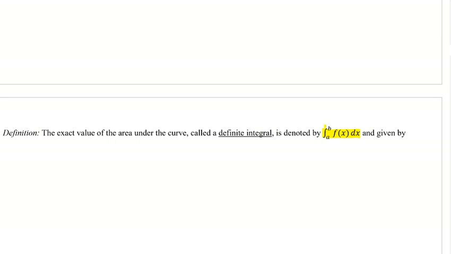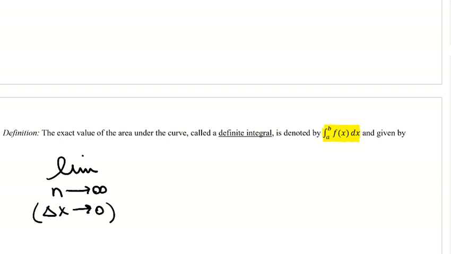So, okay, we're going to denote the exact value of the area with this definite integral. And the difference between the definite integral and the indefinite integral that we used last unit is the actual values of a and b right there. You see that? Okay, that's telling us to go from a to b. It's kind of the endpoints of where we're looking for area. And we're calling it a definite integral, and it's given by the limit of the Riemann sum. And if n is the number of rectangles, then we're going to want n to go to infinity, which will also necessitate that the width of each rectangle is going to 0.